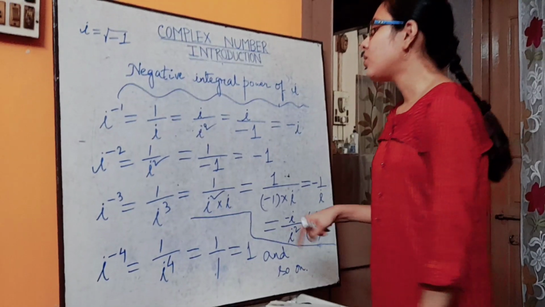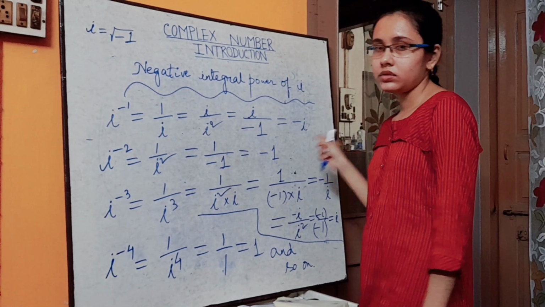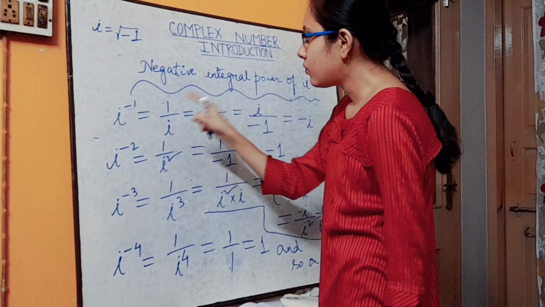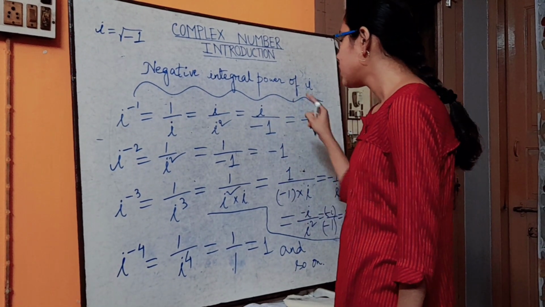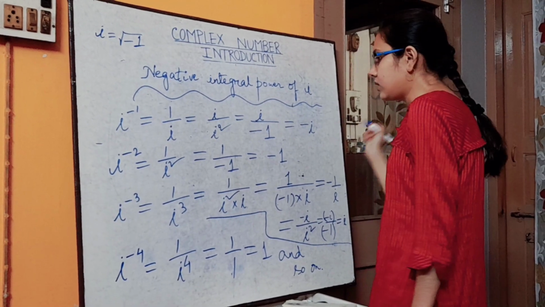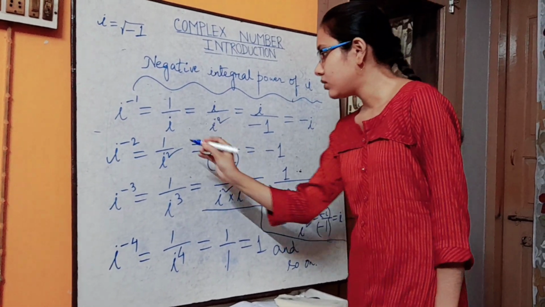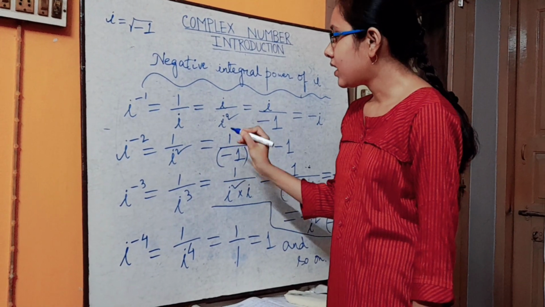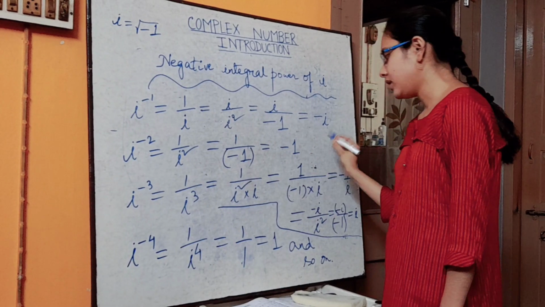Now we will study the negative integral powers of i or iota. i to the power minus 1 is equal to 1 by i, is equal to i by i square, is equal to i by minus 1, is equal to minus i. So i to the power minus 1 is equal to minus iota. i to the power minus 2 is equal to 1 by i square, is equal to 1 by minus 1, is equal to minus 1.